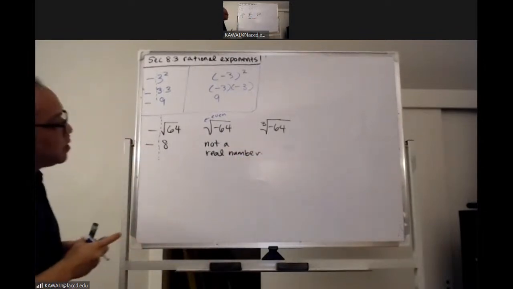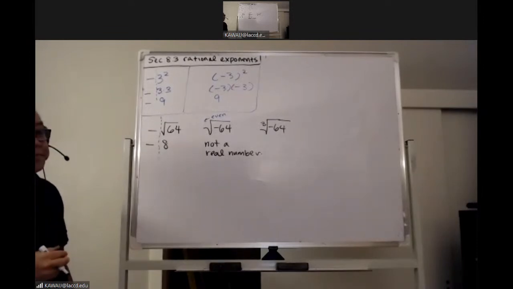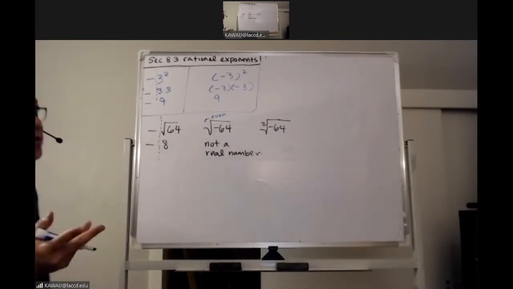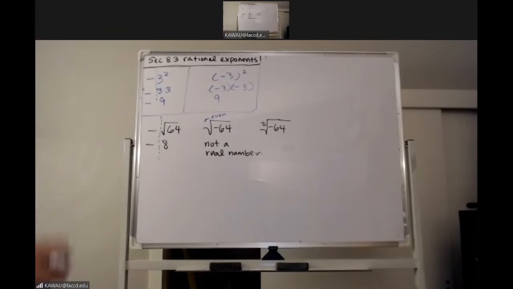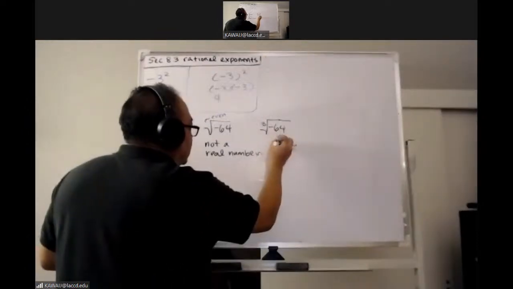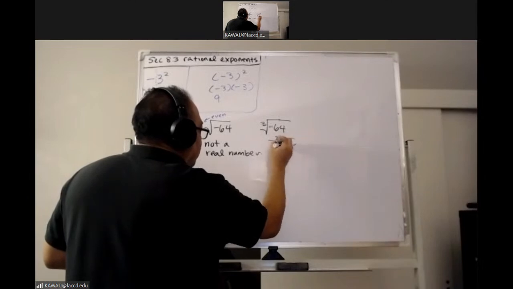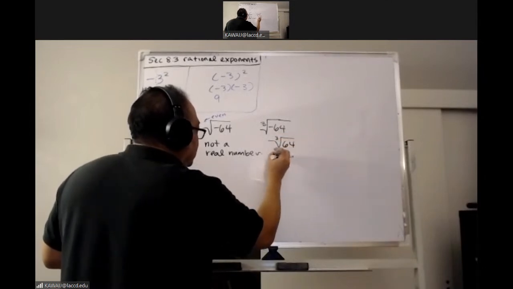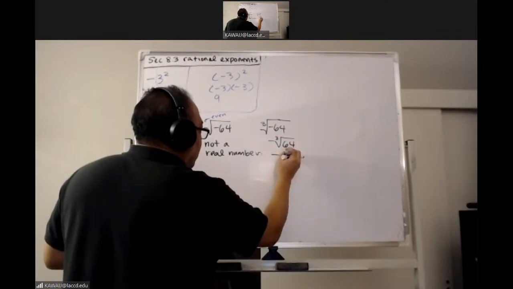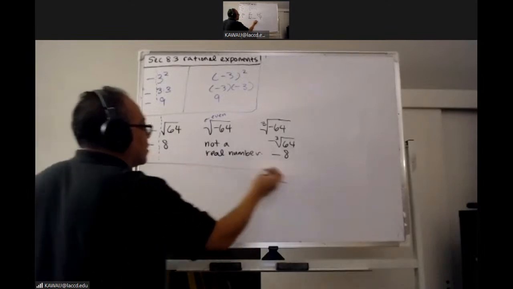Professor? Go ahead. Will we be covering imaginary numbers in this class? Yeah, we will. It's like 2 or 3 sections away. It's coming. Now this one over here turns into negative cube root of 64, which is equal to negative 8. Okay, so now we have these problems.